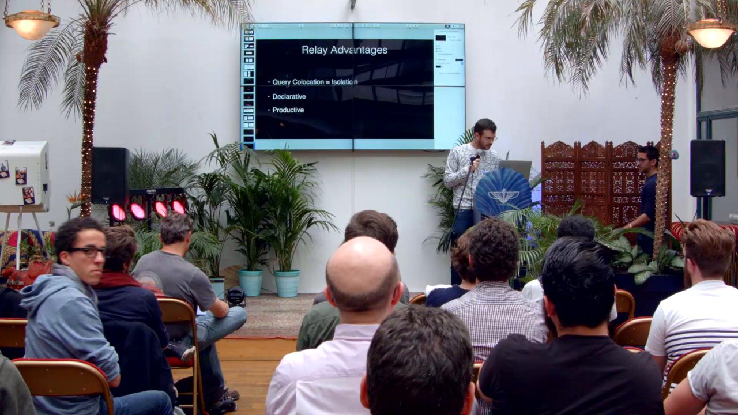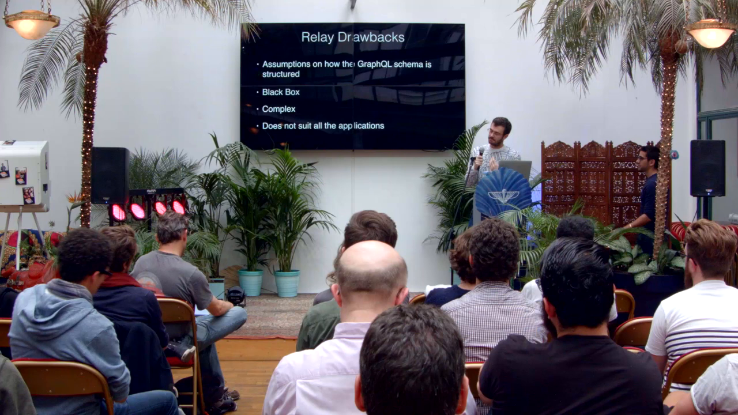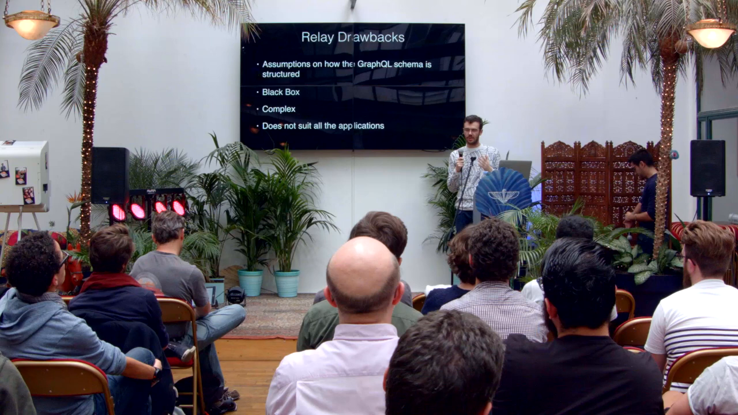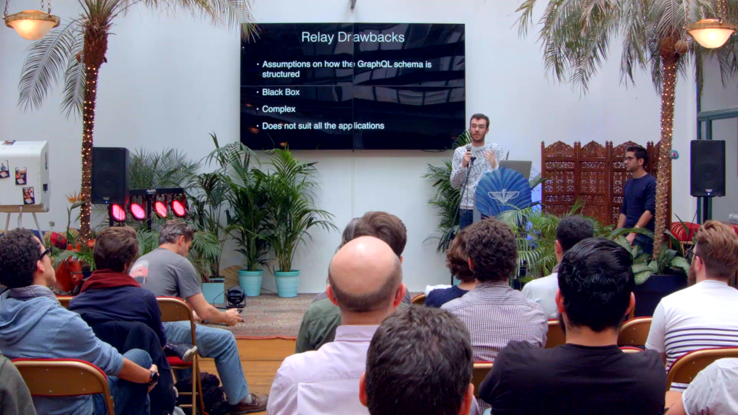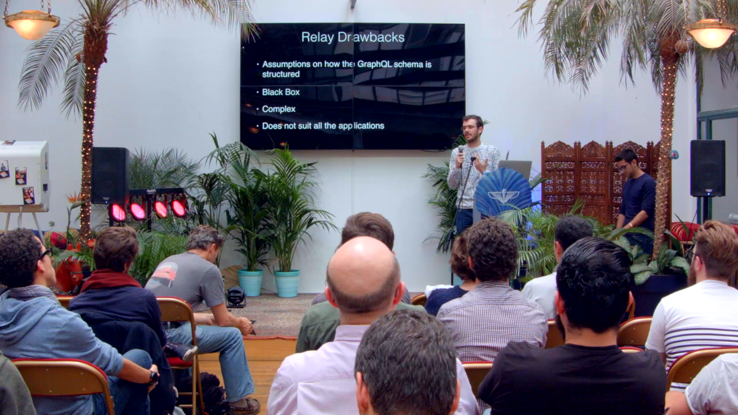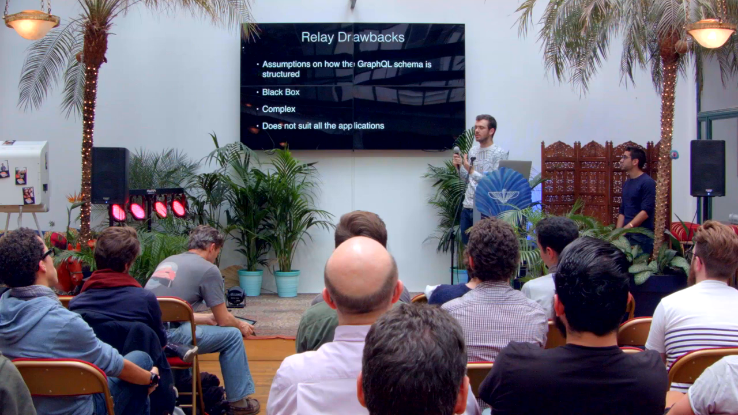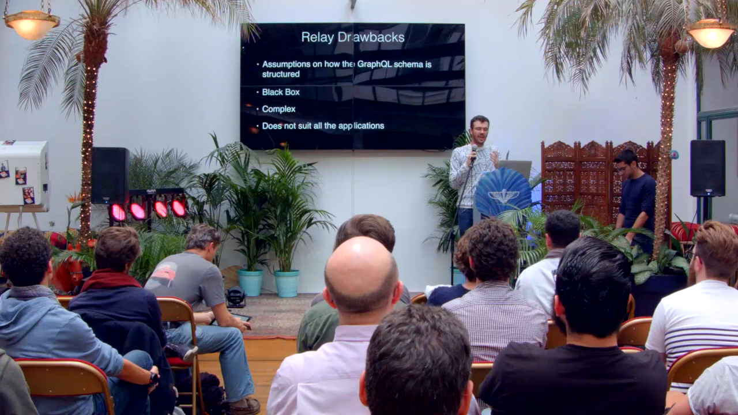Also, Relay has some problems. Basically, the main problem is that it makes really strong assumptions on how your data is structured on your server, which does not fit all applications. It's a bit magic. I mean, with React, I can understand perfectly what's happening in my application. With Relay, that's not the case anymore. Sometimes I don't understand why it makes some queries. Sometimes I don't understand why some component will be re-rendered. And it's a bit complex. The learning curve is not easy. Finally, it does not suit all applications. I mean, before choosing Relay, you can use GraphQL without Relay, without any problem.